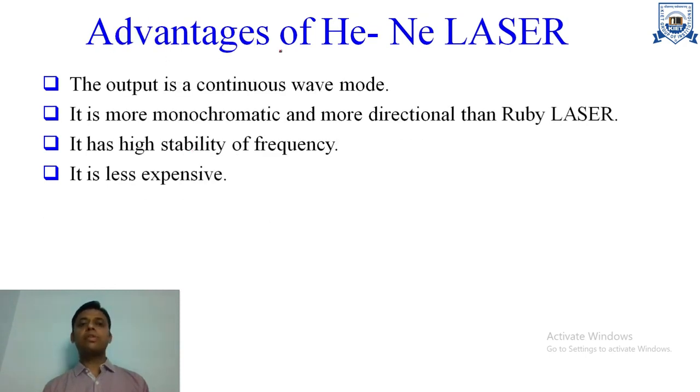Some advantages of the helium neon laser. The output is in continuous wave mode. As we have seen, the output of the ruby laser was in the form of a pulsed wave. The output of the helium neon laser is more monochromatic and more directional than the ruby laser. It has high frequency stability and it is less expensive in comparison to the ruby laser.